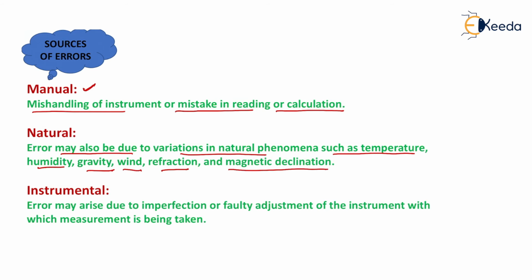Now the next source of error is instrumental. Now it is due to the imperfection or faulty adjustment of the instruments which are used for the measurement. So generally if the instrument is faulty, then this type of error arises.